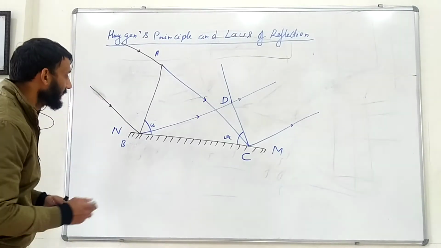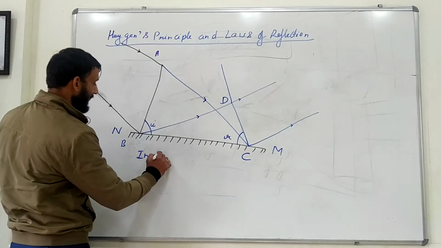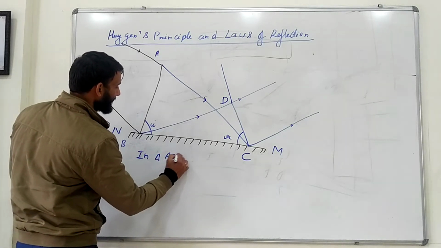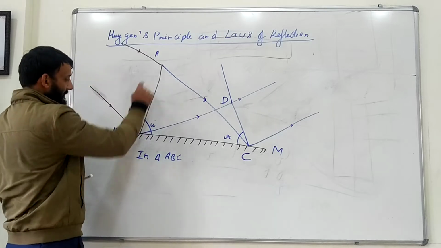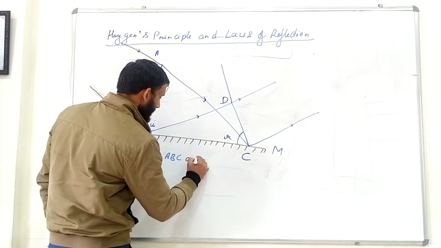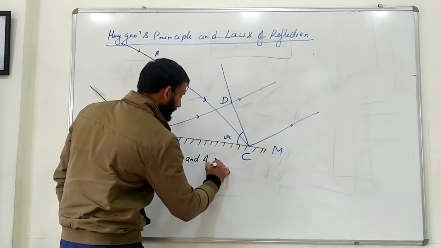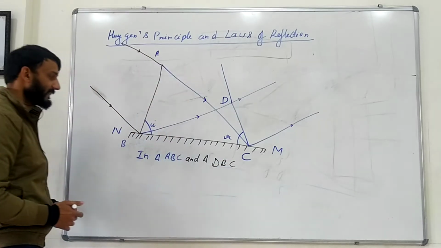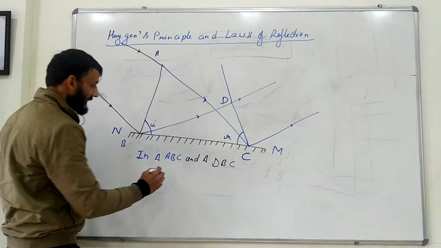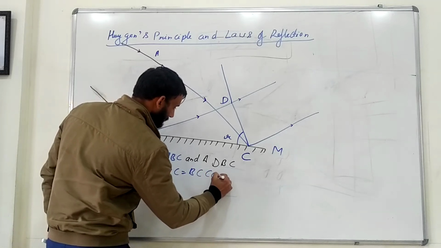So how do we prove it? We take the help of geometry. So in triangle ABC and triangle DBC, if you take these two triangles, BC is equal to BC, which is common.